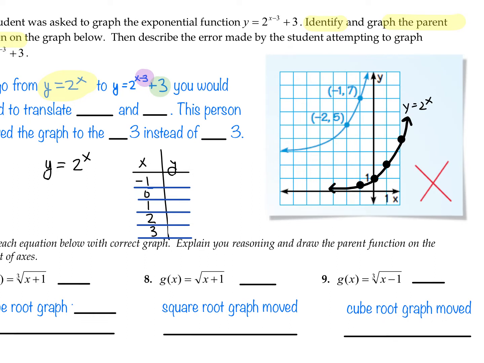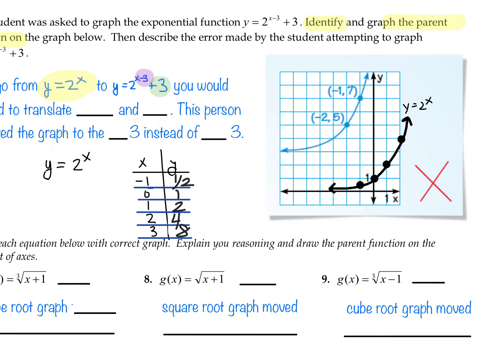So at negative 1, it was 1/2, or 0.5. 2 to the 0 is 1. 2 to the 1 is 2. 2 to the second, 2 squared is 4. And 2 to the third, 2 cubed is 8. Again, those are just the y values from the graph.